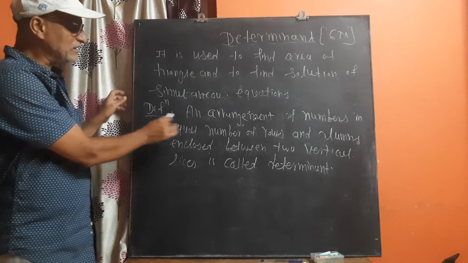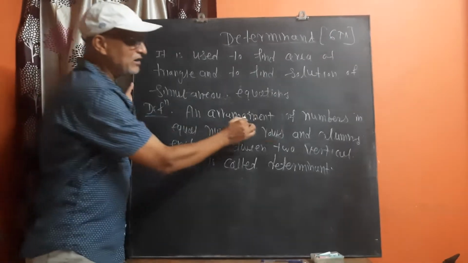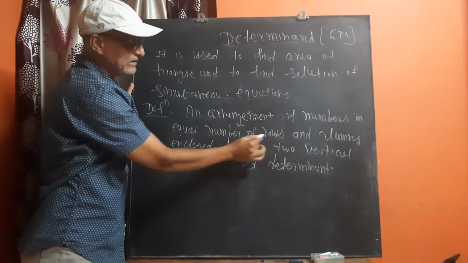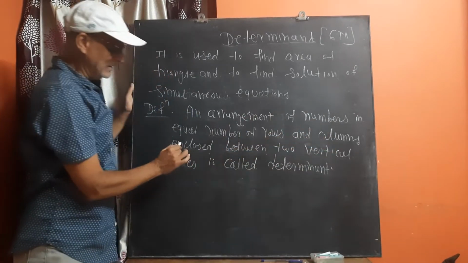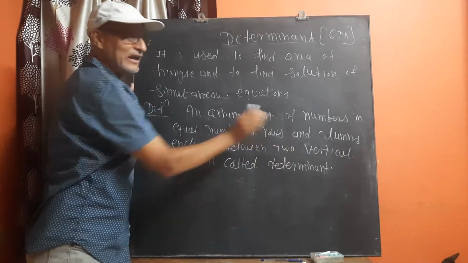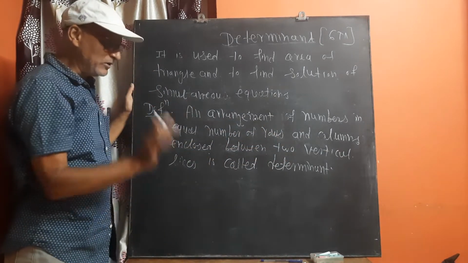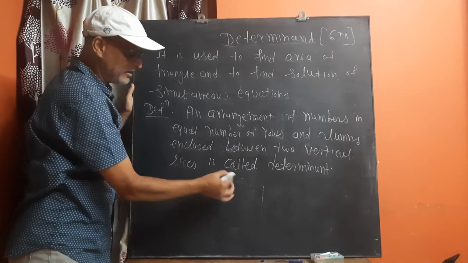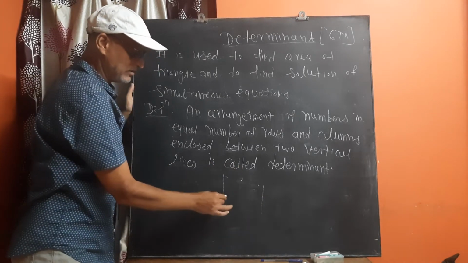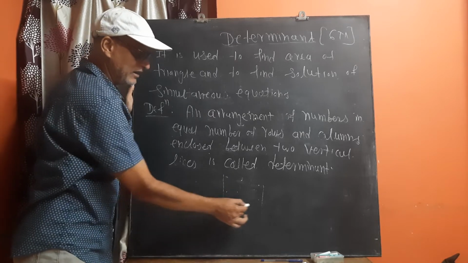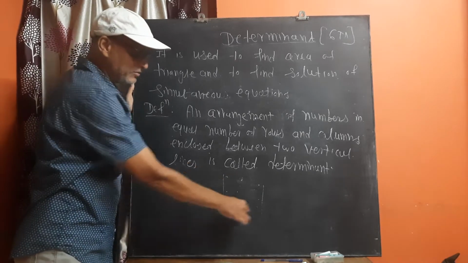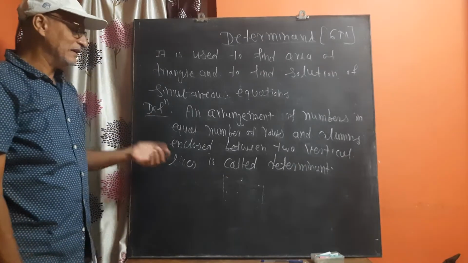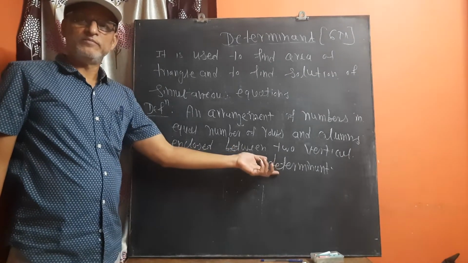So the definition is, it's very simple: an arrangement of numbers in equal number of rows and columns enclosed between 2 vertical lines. Enclosed between 2 vertical lines means just like this one, and the numbers are in here: first number, second number, third number, fourth, fifth, sixth, 7, 8, 9. So that is the arrangement of 9 numbers which are enclosed between the 2 vertical lines. It is called the determinant.